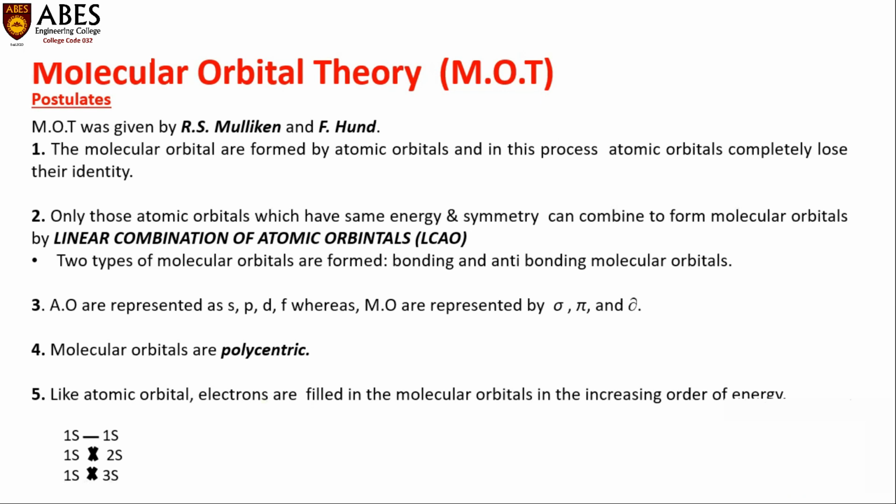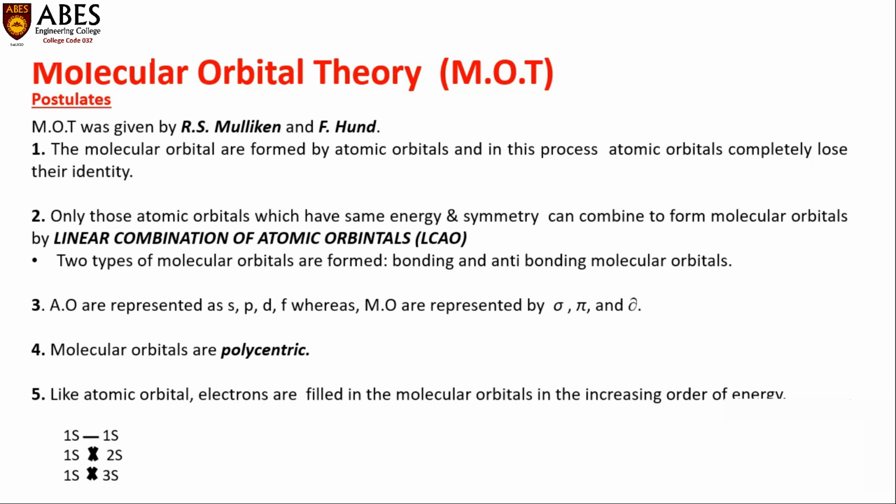First point of molecular orbital theory is that molecular orbitals are formed by the combination of the atomic orbitals, and in this process atomic orbitals completely lose their individual identity because they convert into the new molecular orbitals.